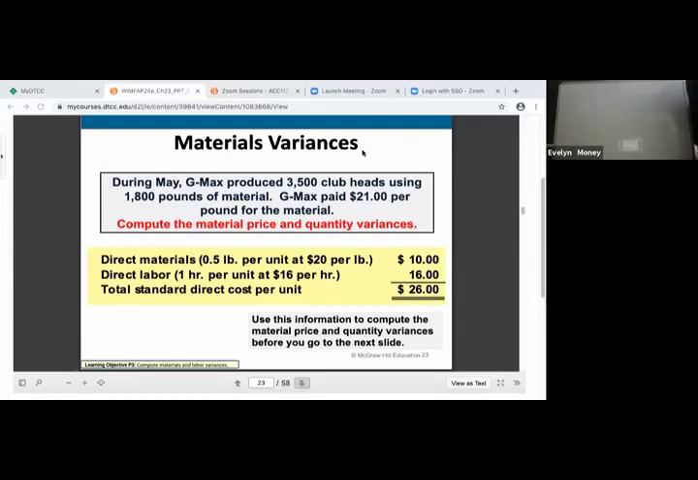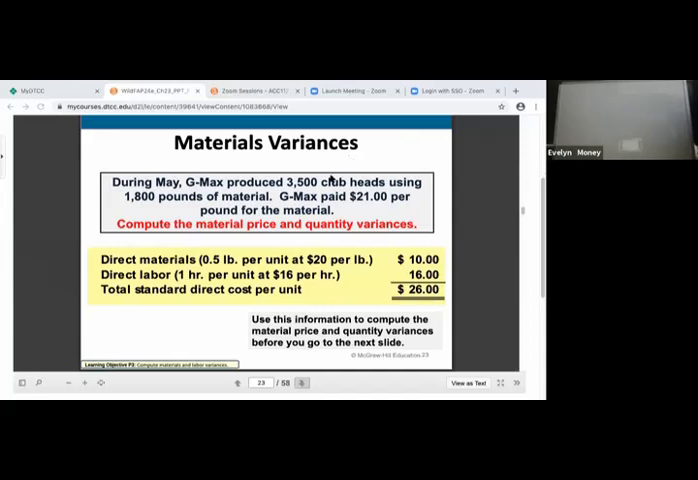So during May, GMAX produced 3,500 club heads using 1,800 pounds of material. GMAX paid $21 per pound for the materials, and we need to compute the materials price and quantity variances.